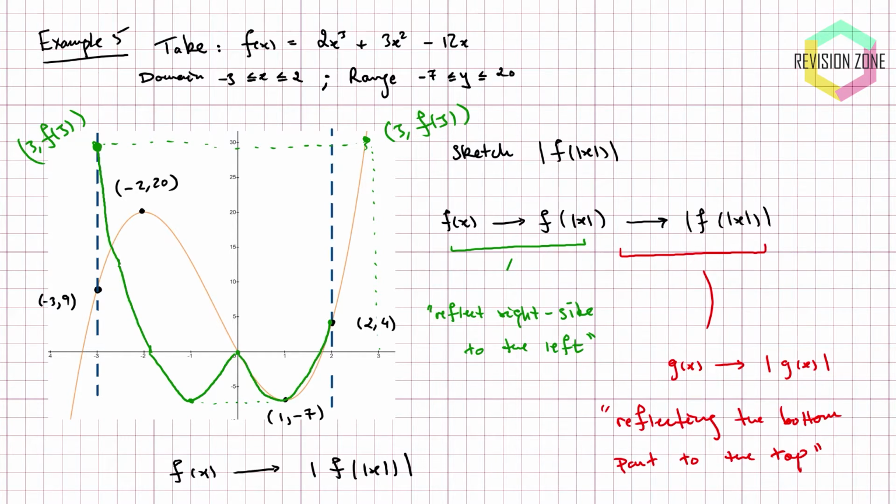And now we're going to do the second transformation, and let me do that in red. And what's that going to do? It's going to reflect everything from the bottom part to the top part, okay? So bottom part to top part.